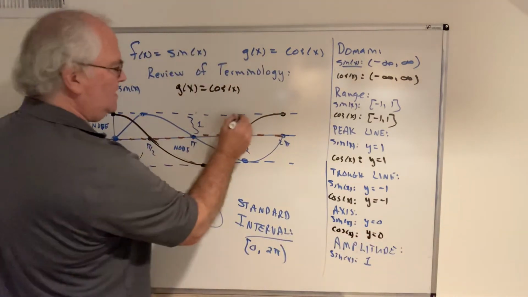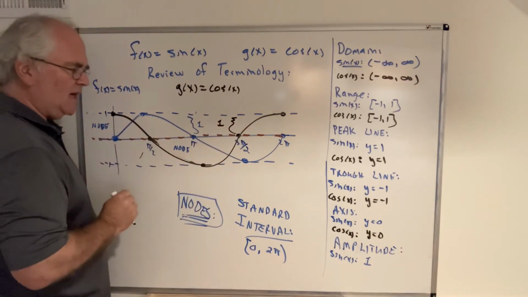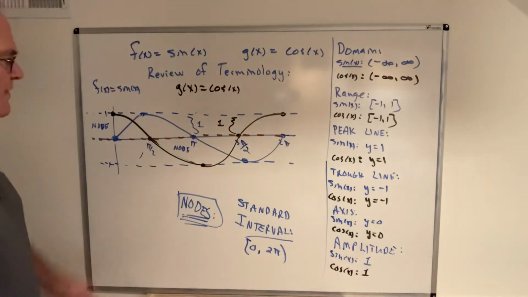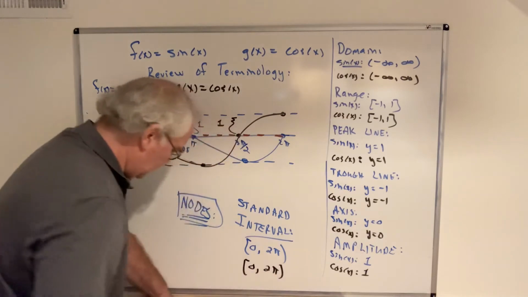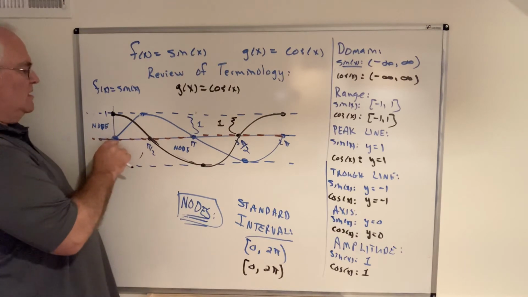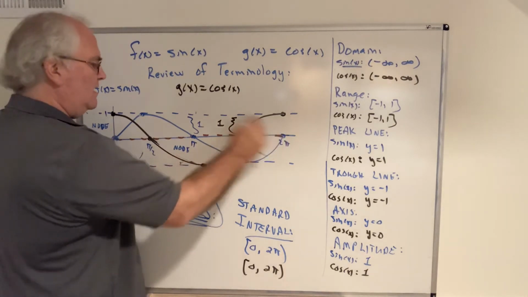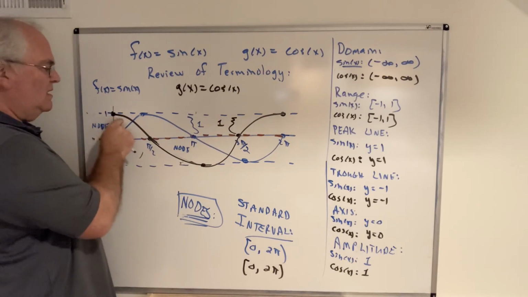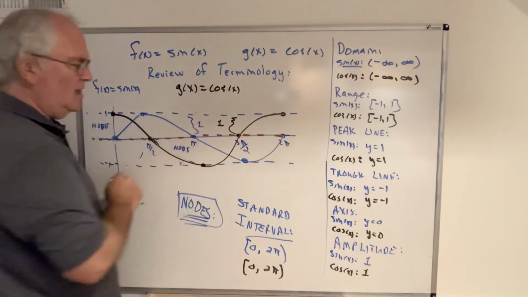The amplitude now is the distance between the peak line and the trough line. That distance is still 1 for the basic cosine curve. So for cosine, the amplitude is 1. The standard interval that we graphed over is again from 0 to 2 pi. And we still have peaks, we still have nodes. The difference here is sine starts at a node, it's a node halfway, and it's a node at the end. However, the standard interval of cosine starts at the peak, then node, then trough, then node, then peak.